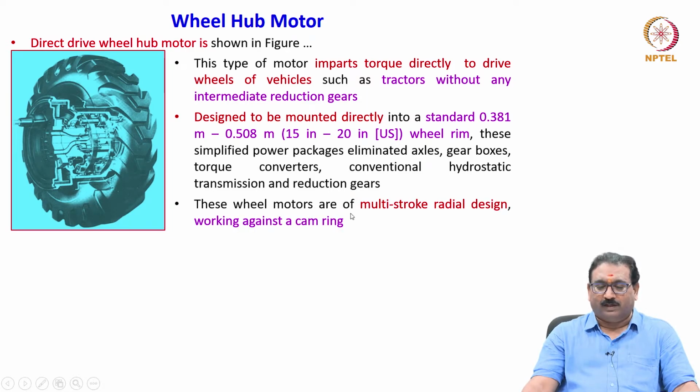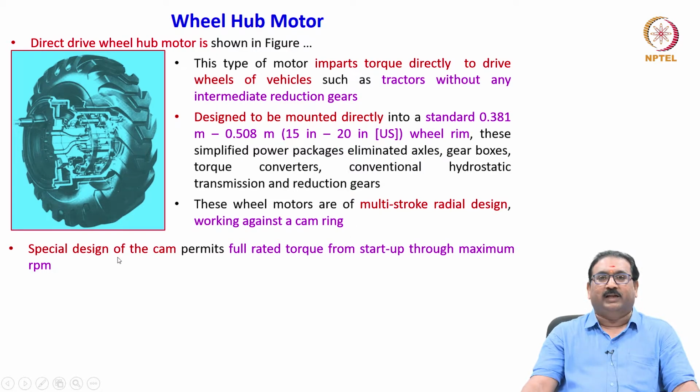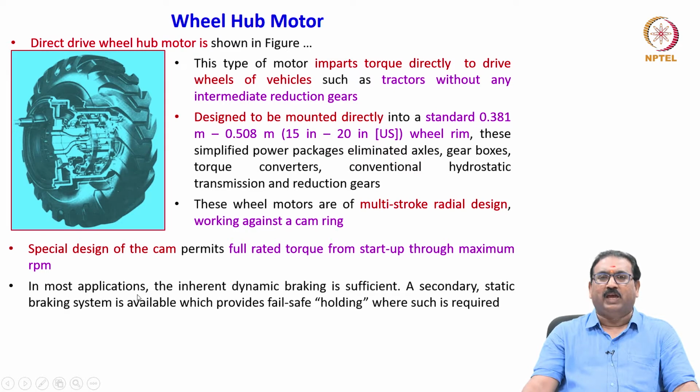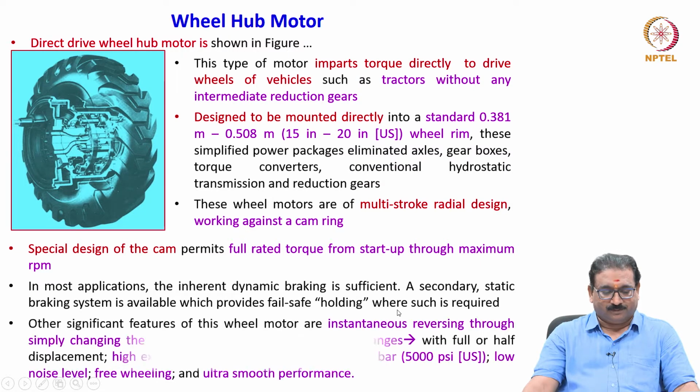These wheel motors are of multi-stroke radial design, working against the cam ring, as I have explained in the previous slide. Special designs of the cam permit full rated torque from startup through maximum RPM. In most applications, the inherent dynamic braking is sufficient. A secondary static braking system is available which provides a fail-safe holding where such is required.